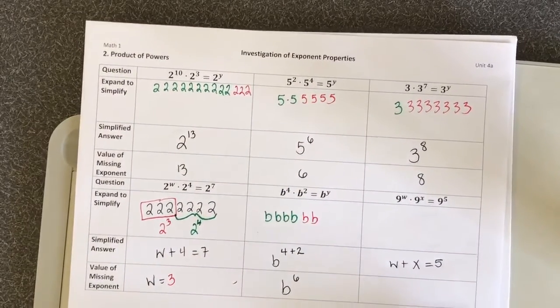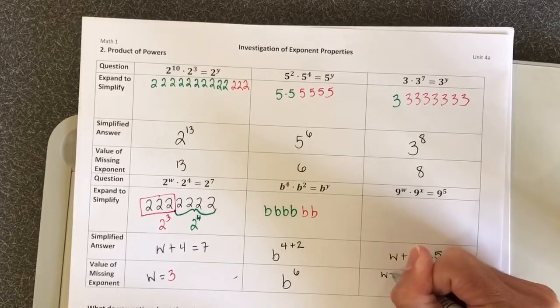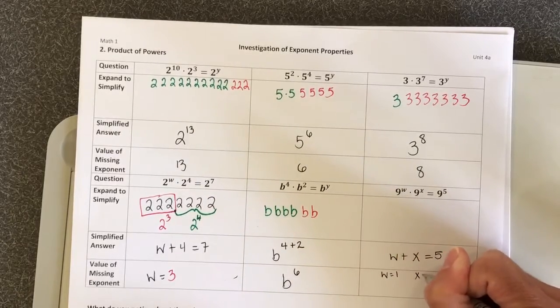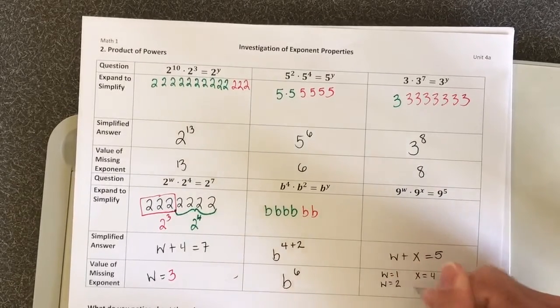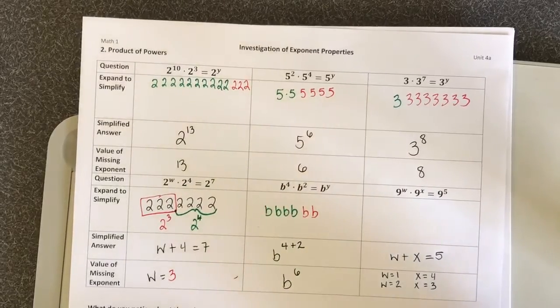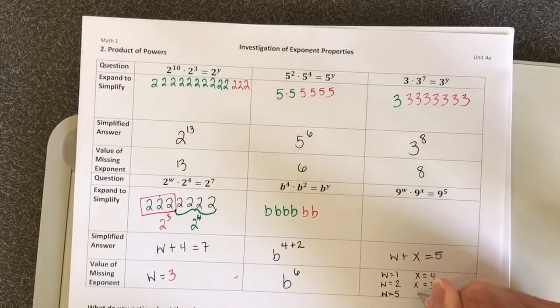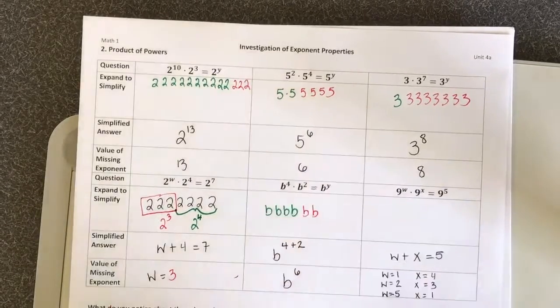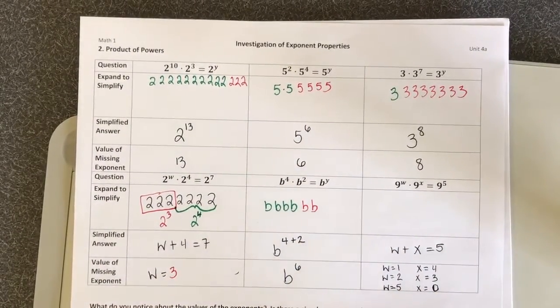W and X could be a lot of things. W could equal 1. Well, if W is 1, then that means X has to be 4. If W is 2, then that means X has to be 3. I could keep on going. I can make W 5. Well, if W is 5, that means X has to be 0. So do you see how there's a lot of options here?